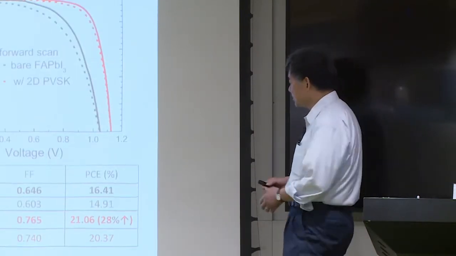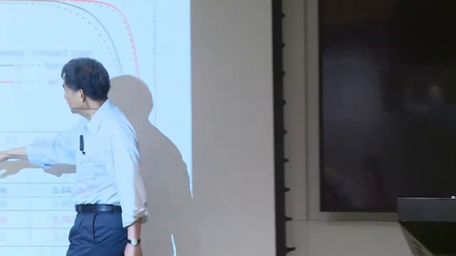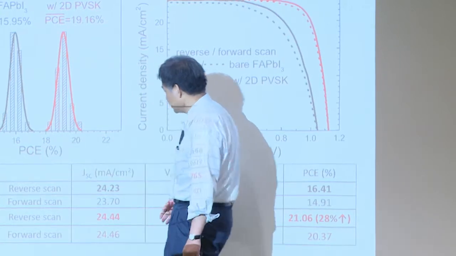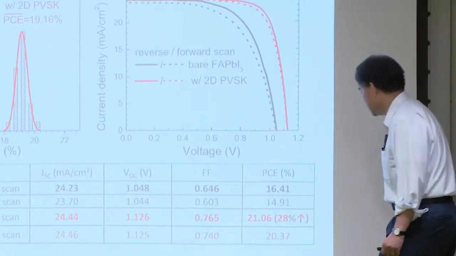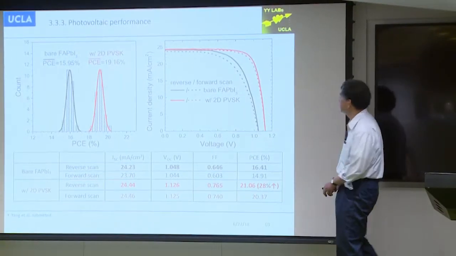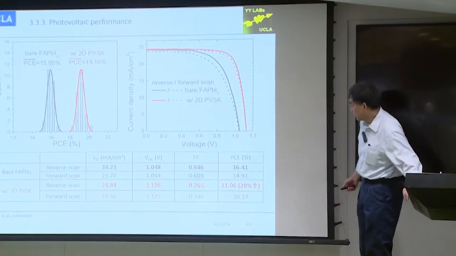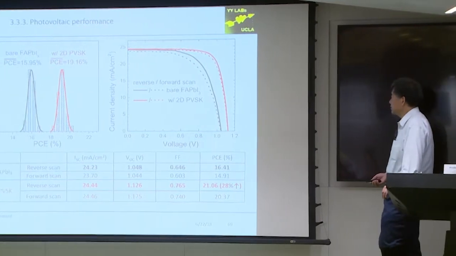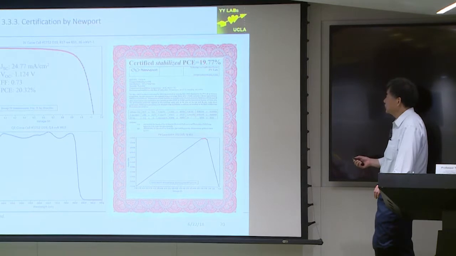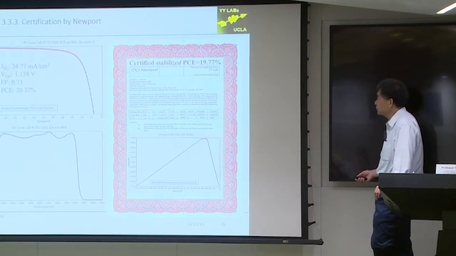And now we're able to systematically make a device in this range. This is 19 and occasionally we make 20. But this data is about a few months old. So the maximum efficiency we make in this case is 21%. And I believe this paper was just recently accepted. And the device certified by Newport is about 19.77, close to 20.